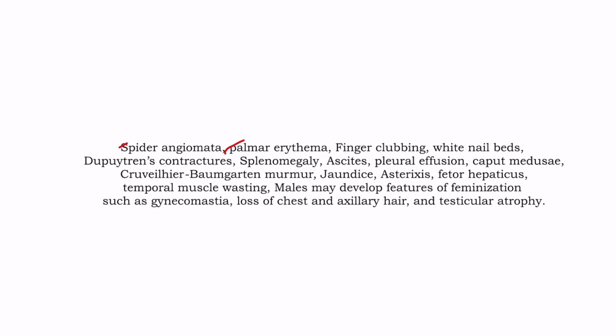What are the findings on examination? Spider angiomata, palmar erythema, finger clubbing, white nail beds, Dupuytren's contractures, splenomegaly, ascites, pleural effusion, caput medusae, Cruveilhier-Baumgarten murmur, jaundice, asterixis, fetor hepaticus, temporal muscle wasting. Males may develop features of feminization such as gynecomastia, loss of chest and axillary hair, and testicular atrophy.